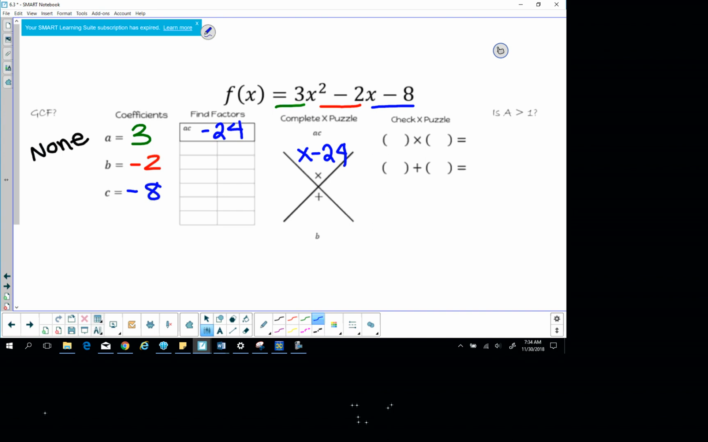And what's my b? -2. Good, -2. So we're doing the same thing right here. This hasn't changed. What two numbers multiply to -24 and add to -2? Are you just going to guess? So list them all on that table. Remember, one of them has to be negative because it's multiplying.